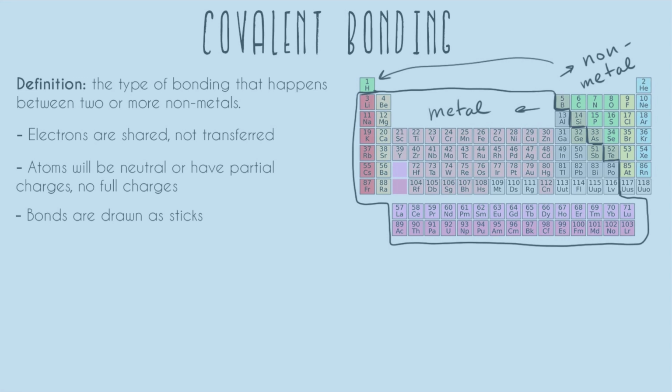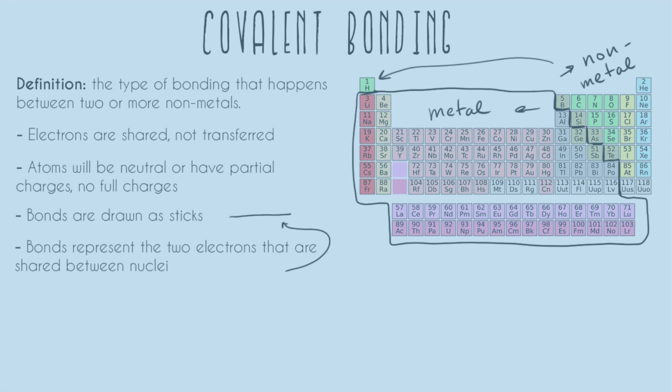Next, the bonds are drawn as sticks. When you're connecting two different atoms that happen to be in a covalent bond, you just connect them with a simple line like this. And then last in our definition, bonds represent the two electrons that are shared between the nuclei. So in covalent bonds, that stick, that bond, it really means something. It's not just there to show a connection, although it also does that. This stick literally equals 2 electrons.